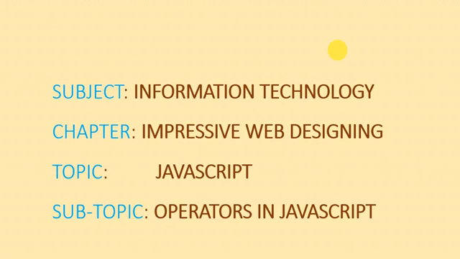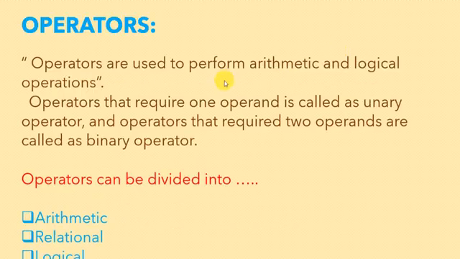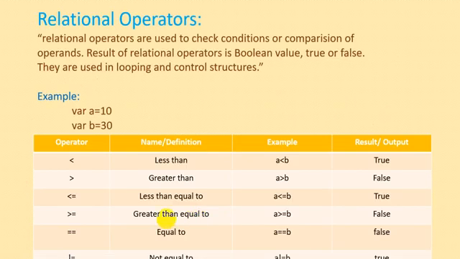Now our focus in today's lecture is the relational operator. We have completed the arithmetic operators, and now we are moving towards relational operators. As with arithmetic operators, there are many symbols given by JavaScript which are used inside relational operators. We will see them one by one. So let's have a look. These are some symbols used in relational operators.